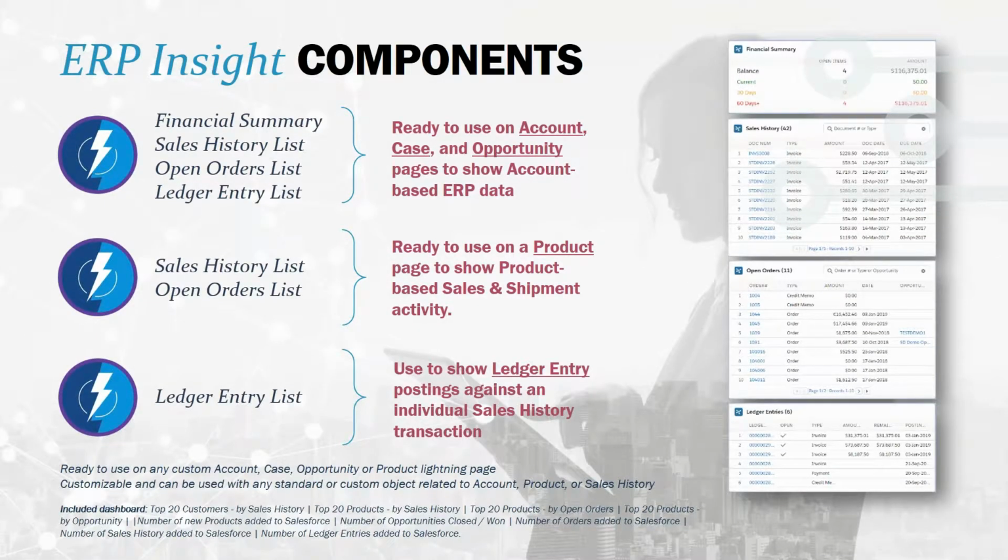The ERP Inside Components is a part of our sales history solution that comes with the RapidiOnline solution. It enables you to work with the ERP data directly in Salesforce. These are some examples that we have made in order to bring in the ledger entries, the open orders, and the sales history and the financial summary directly into Salesforce, so it's available as soon as you start the integration.